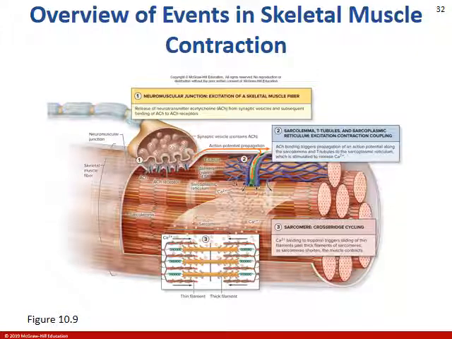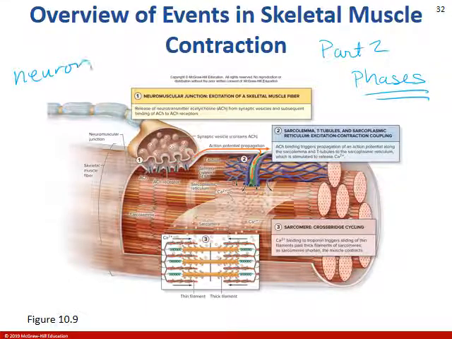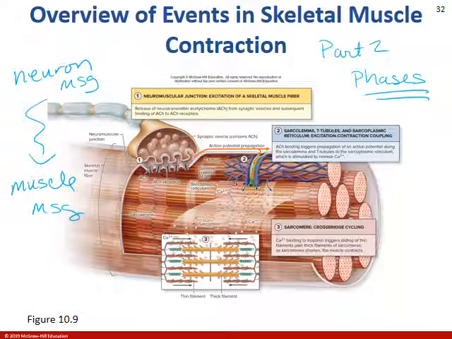For this last slide, let's do an overview. In part 2, we will cover all of the phases. So I'll go into more detail and we'll kind of do a bullet point of what we need to know. But right now, what have we covered in this part 1? We have a neuron message and we're turning it into a muscle message. How did we do that? We took this acetylcholine and we transferred it from the neuron to the acetylcholine receptor on the muscle fiber cell.